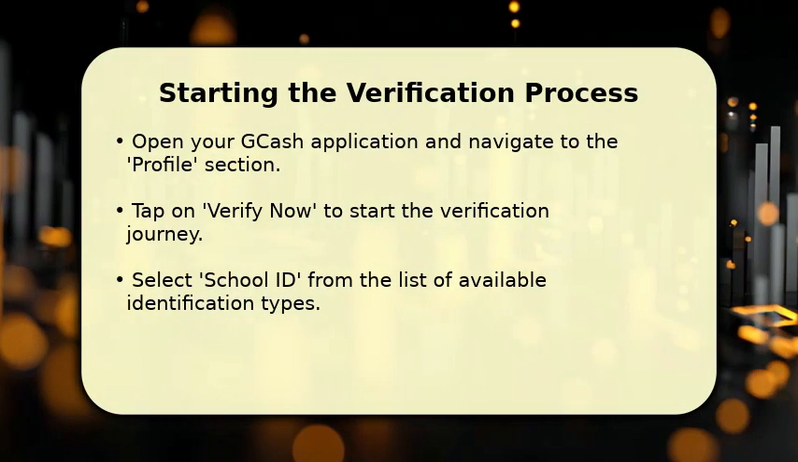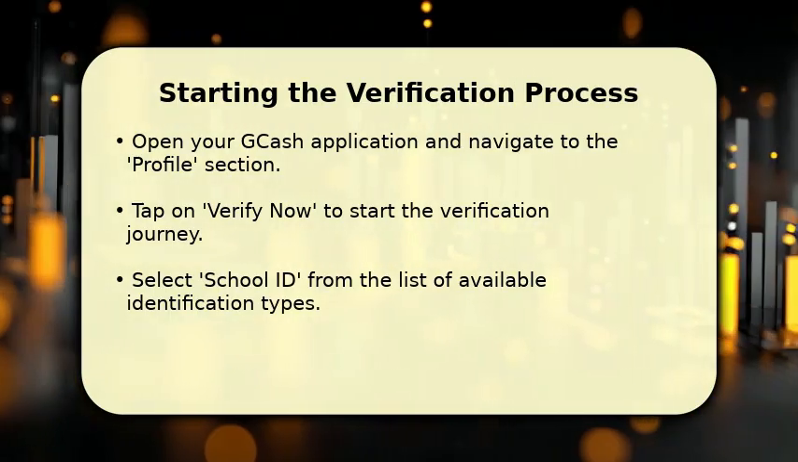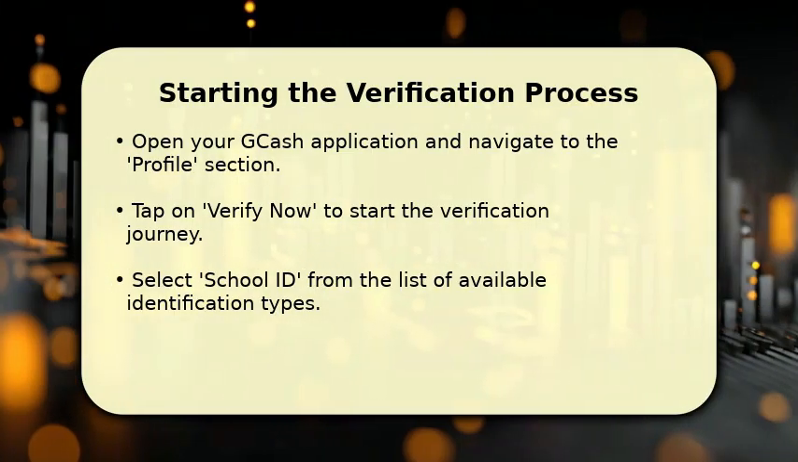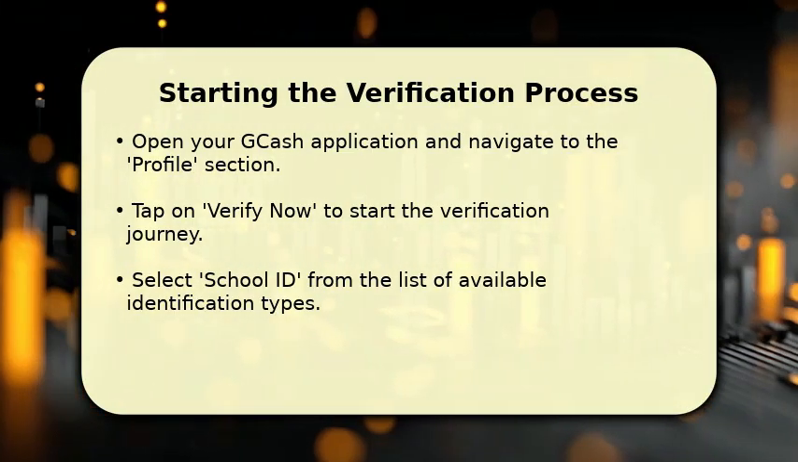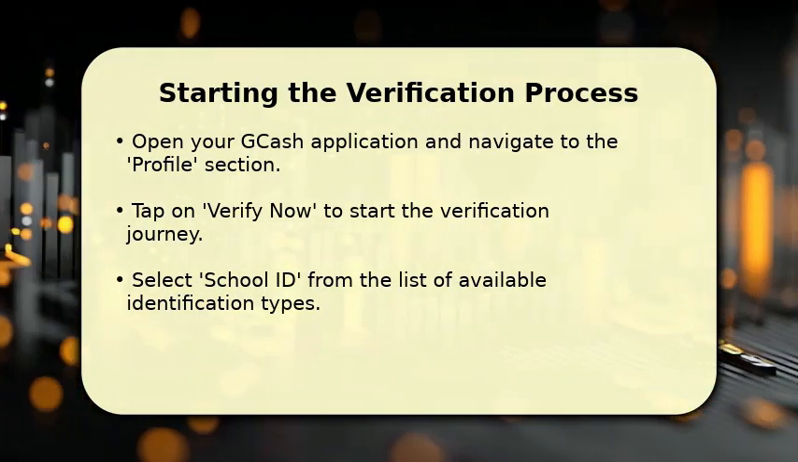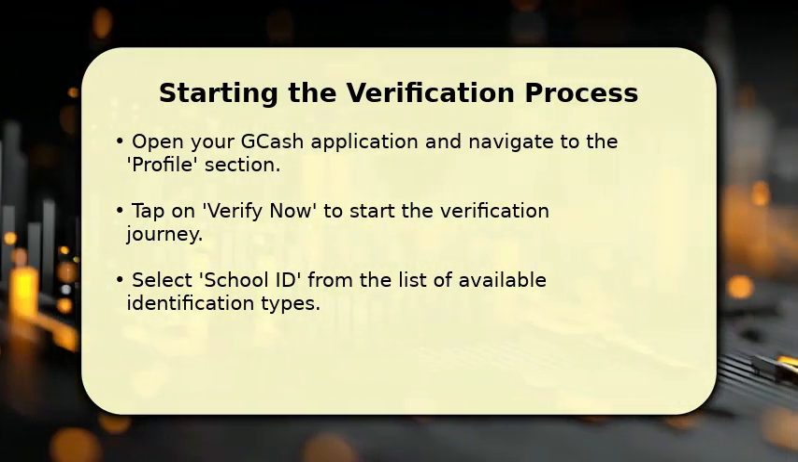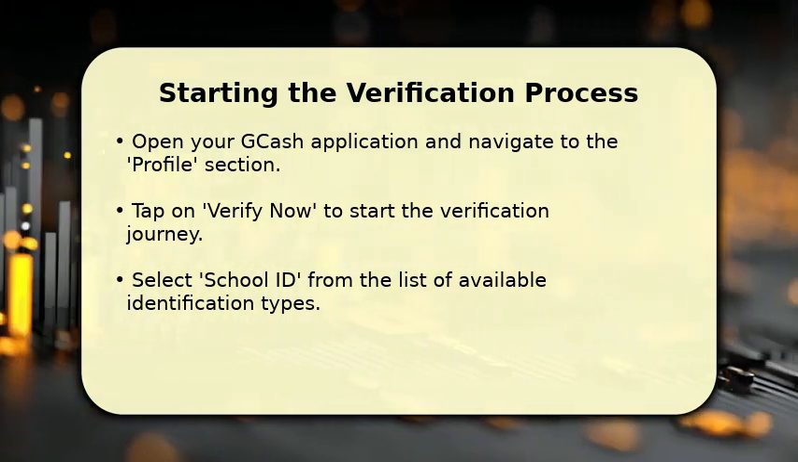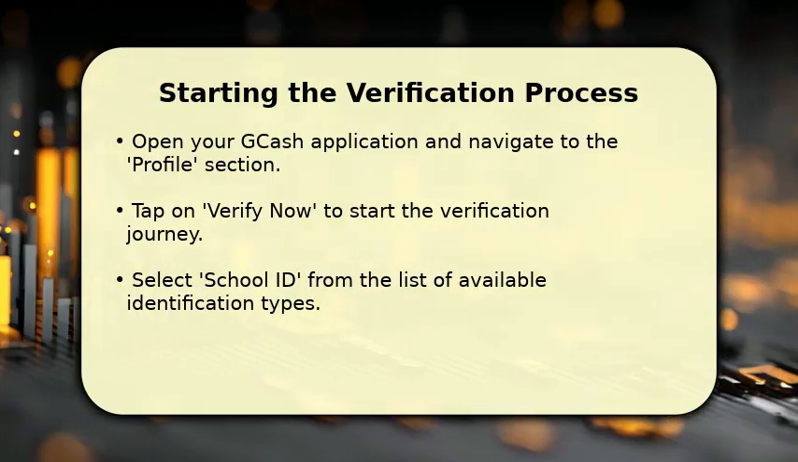First, open your GCash application on your smartphone. Head over to the Profile section, usually found on the bottom navigation bar. From there, locate and tap on Verify Now to initiate your account verification. When prompted, carefully select School ID as your chosen identification document. Make sure your physical school ID is ready before proceeding.